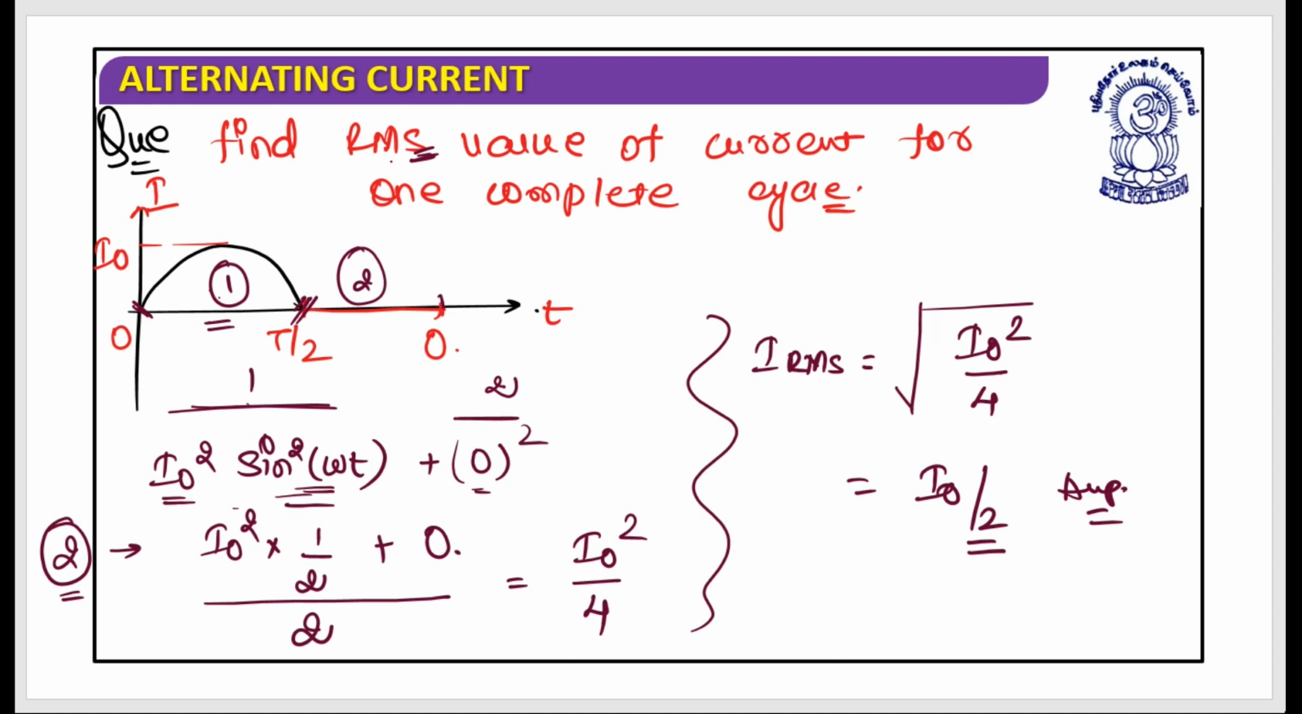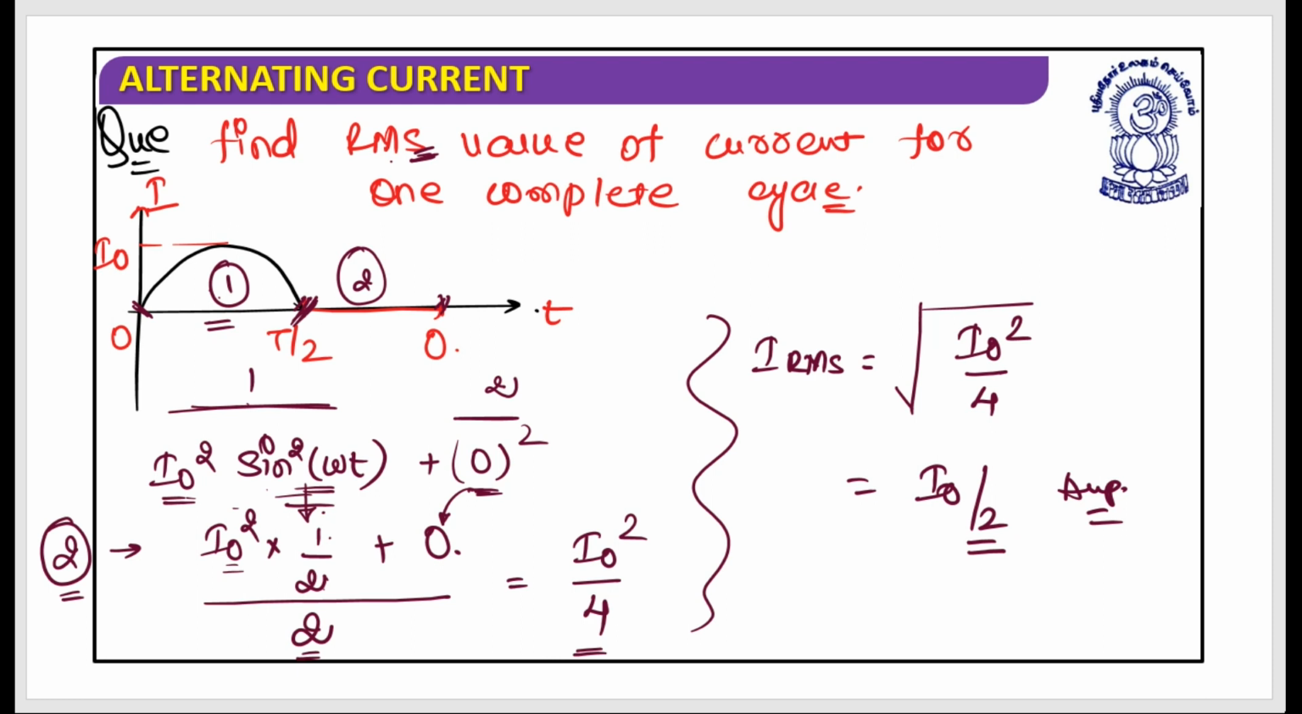This is I naught square sine square omega t. This is 0, so it's a 0 square. This is equals to sine square omega t. The average of this is 1 by 2. This is I naught square into 1 by 2 plus 0 square, it's a 0. And this is the first segment, this is the second segment. This is going to be averaged out. When I take an average of this, it's just the I naught square by 4.